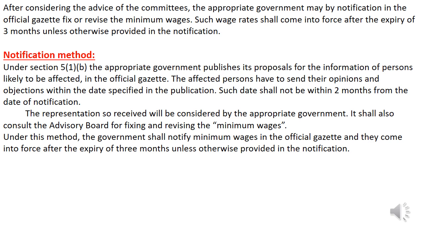The representations so received will be considered by the appropriate government. It shall also consult the advisory board for fixing and revising the minimum wages. Under this method, the government shall notify minimum wages in the official gazette and they come into force after the expiry of 3 months unless otherwise provided in the notification. So these are the two methods, the committee method and the notification method, for fixing and revising the minimum wages.